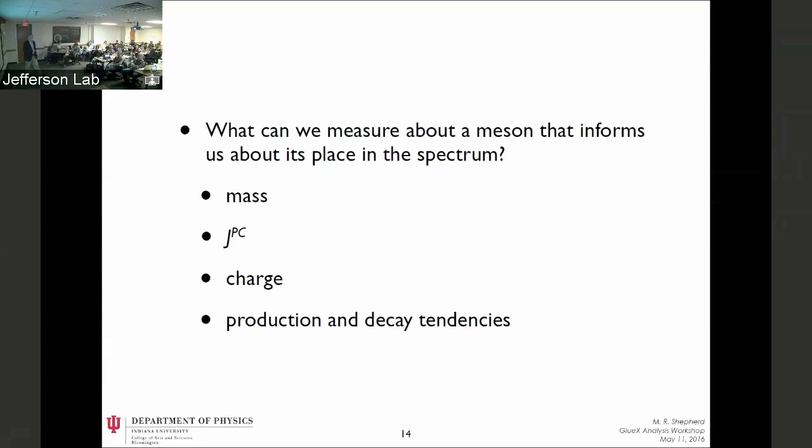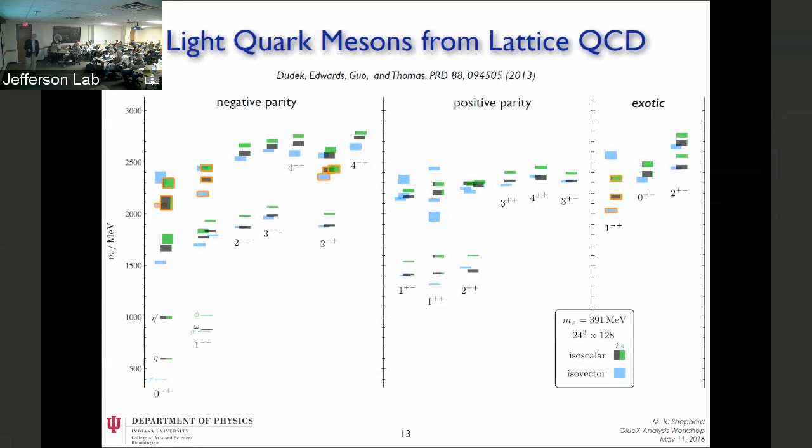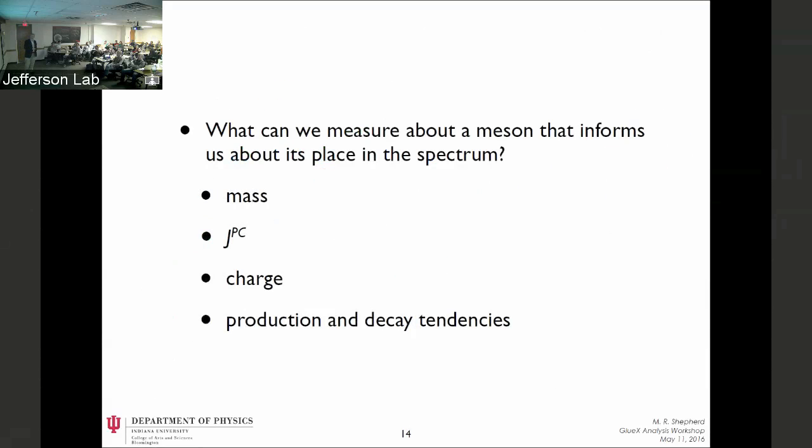Okay, so what can we measure about a meson that informs us about its place in the spectrum? Spectra are important because spectra have patterns. So we can measure mass, JPC, charge, production, and decay tendencies. And I thought I would just give you some examples of what we might learn from these sorts of things. Obviously, if you can measure mass and JPC, then you can put a bar on this particular plot. You pick the column JPC and put a bar there, and you keep doing that for lots of things and you're going to get a pattern eventually.